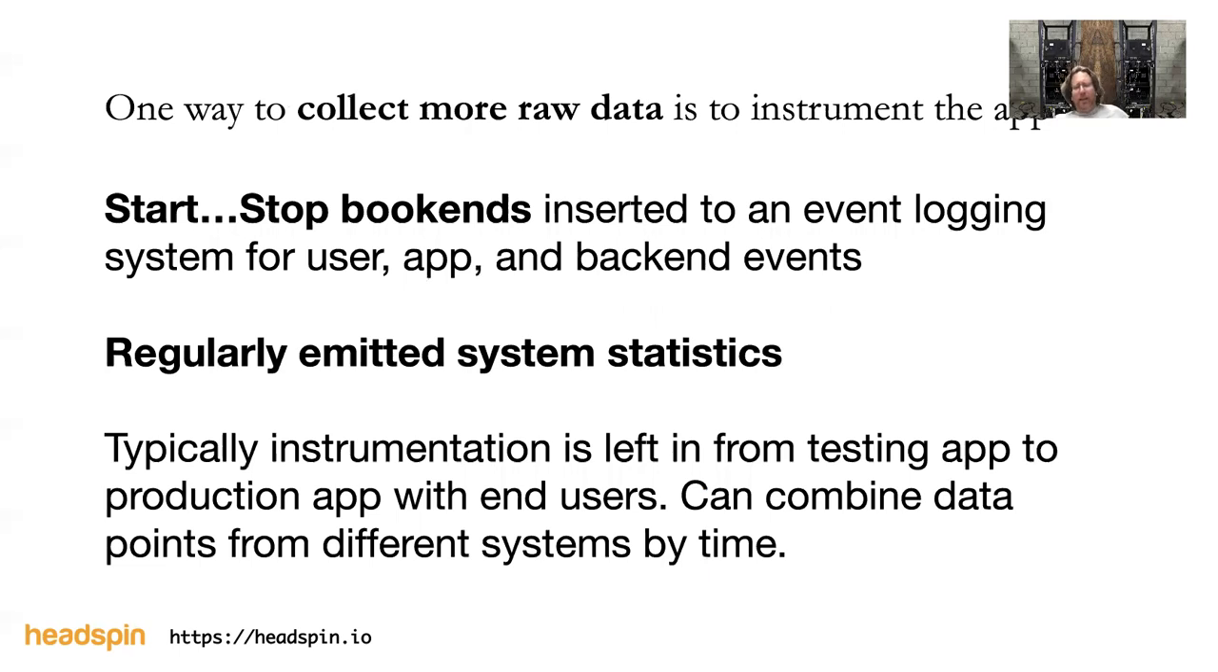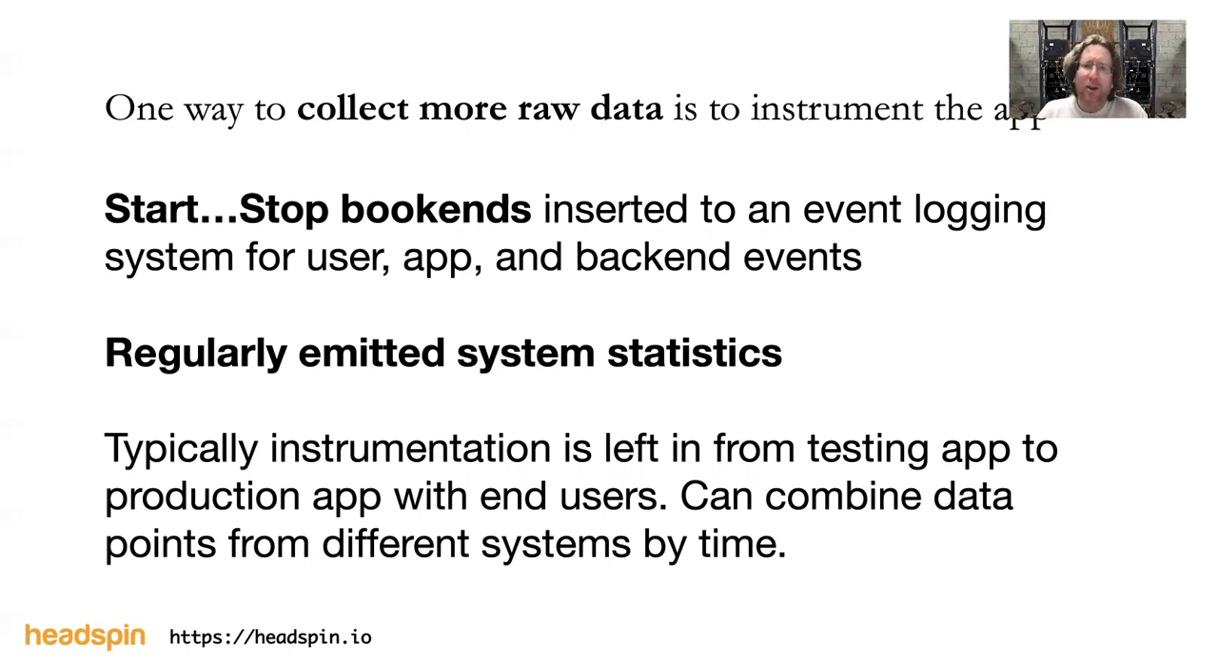So one way to collect the raw data for non-functional testing is to instrument the application itself. There are a few really common ways to do this. One is to insert start-stop bookends to an event logging system within the application or the backend. So whenever there are key areas of the application that are being exercised, to log when they start and stop, and this can cross, for example, function boundaries or service boundaries or module boundaries on the client side, and to measure sort of the total time taken to do an action.